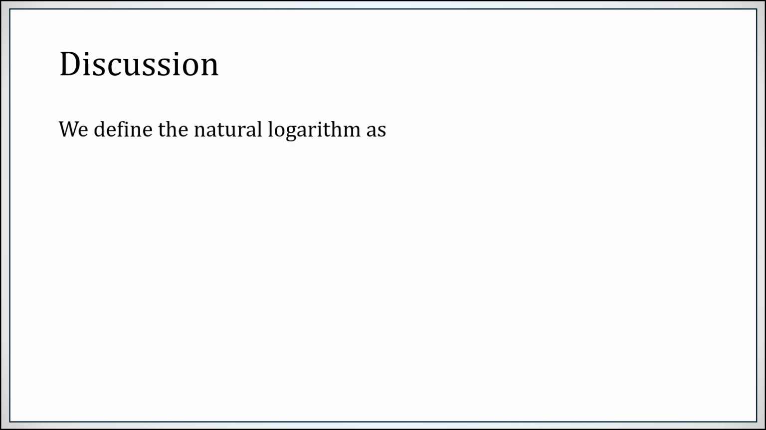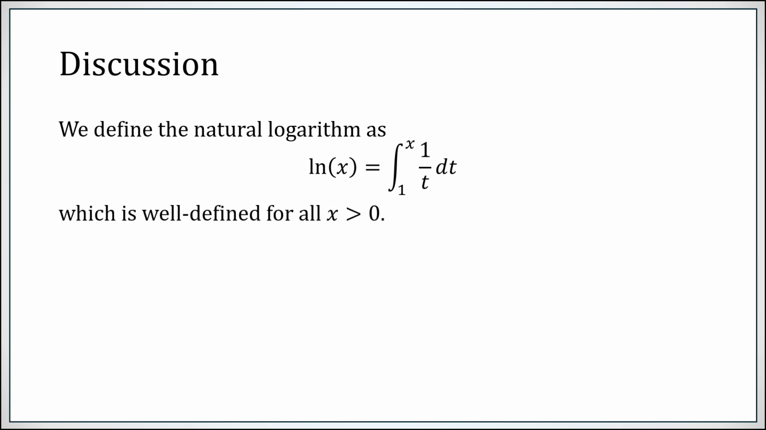So for example, let's define the natural logarithm of x to be the integral from 1 to x of 1 over t dt. This is totally well defined as long as x is positive. The function 1 over t is continuous everywhere except 0. So as long as x is positive, that interval of integration does not include where this has a nice big jump. So we are integrating a perfectly continuous function as long as x is positive.